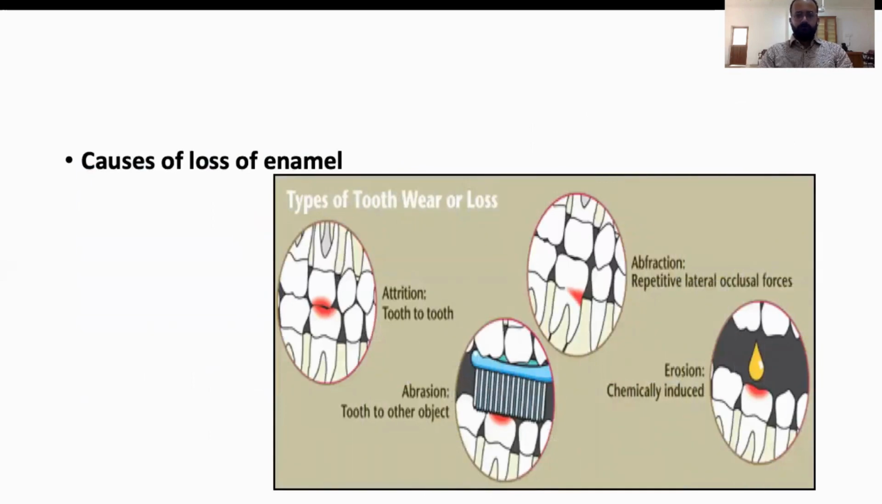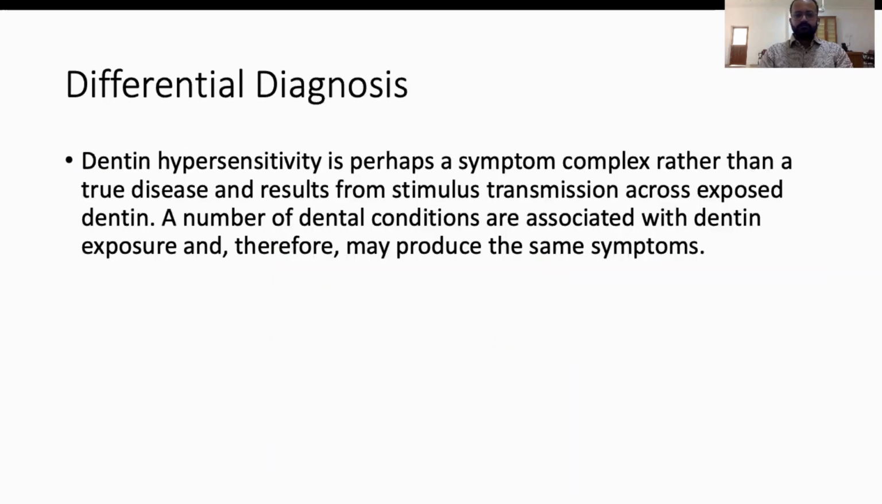Loss of enamel. Loss of enamel can be mainly due to attrition, that is tooth-to-tooth contact, or wear, abfraction, abrasion, or erosion. Abrasion is tooth loss or tooth wear due to contact of the tooth with another object. Abfraction is due to repeated lateral occlusal forces that act mainly on the cervical region of the teeth and cause loss of enamel. And erosion is chemically induced by certain chemicals.